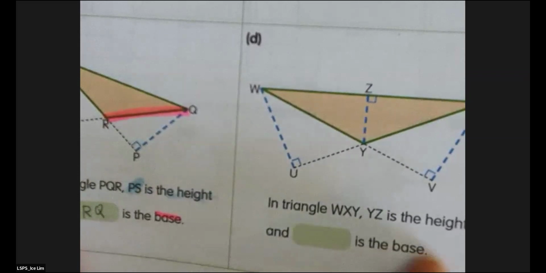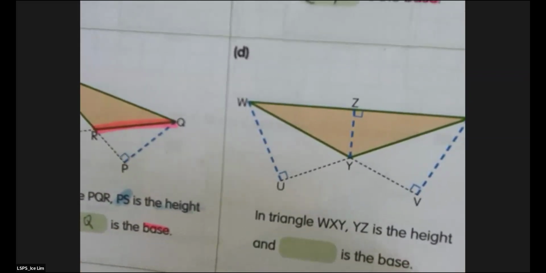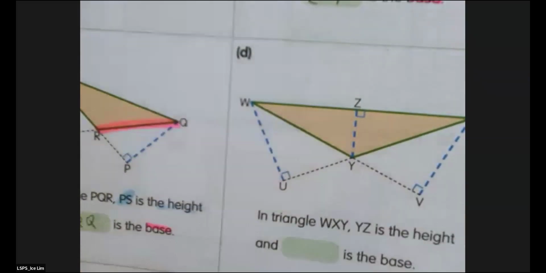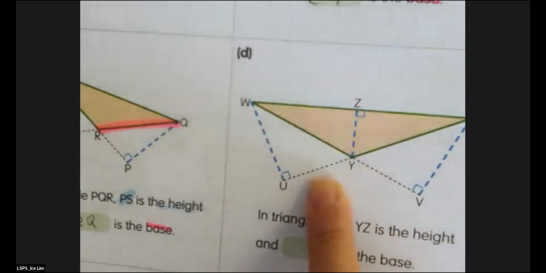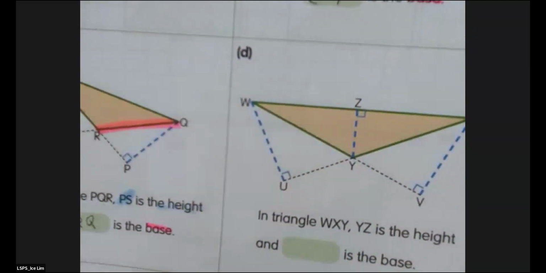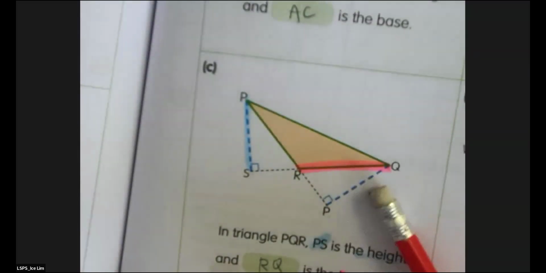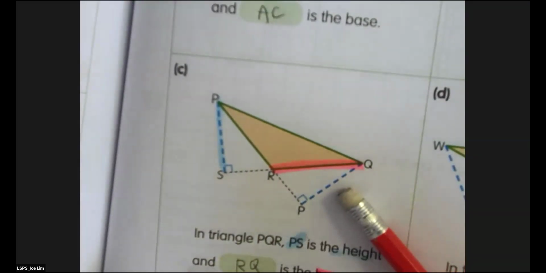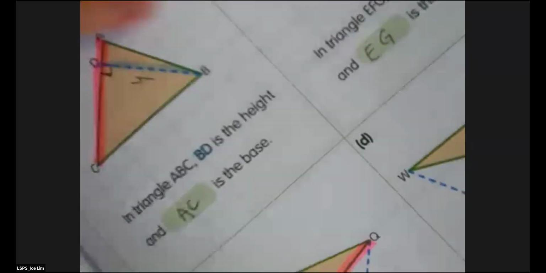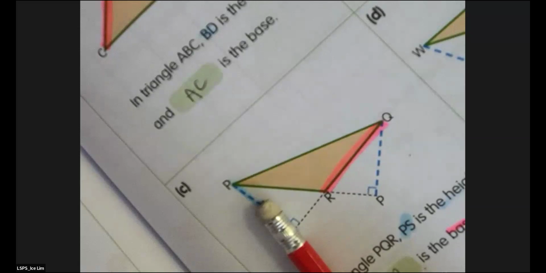Now, why is this question so complicated? You realize that any of these dotted lines is actually valid. So like this one here, the dotted line here is valid also. I can say that PQ is also the height, but actually the base will be PR, depending on how you look at the triangle.